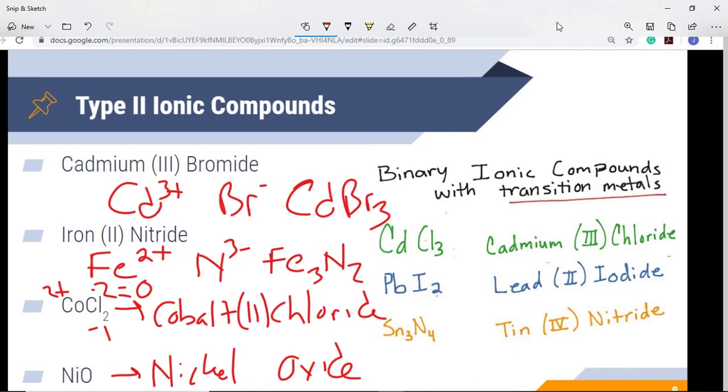And same thing here with nickel. Oxygen, -2. So nickel must be a +2. Okay? Pretty straightforward on how to do that as well.